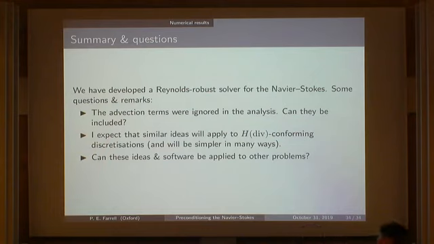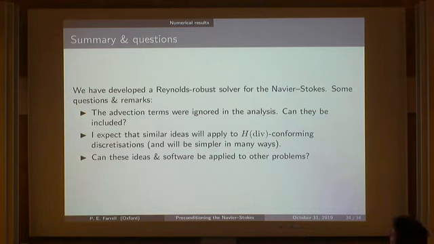So let me just conclude. So we've developed a Reynolds-robust preconditioner for the stationary Navier-Stokes, both with Reynolds-robust error estimates and also Reynolds-robust preconditioning. And some questions for the audience and some remarks. So I think the biggest criticism that could be fairly made is that the advection terms were ignored in the analysis, right? We figured out what was the scheme we needed to do for Stokes with this augmented term, and then we did that, and it happened to work for Navier-Stokes as well. So can that be repaired?